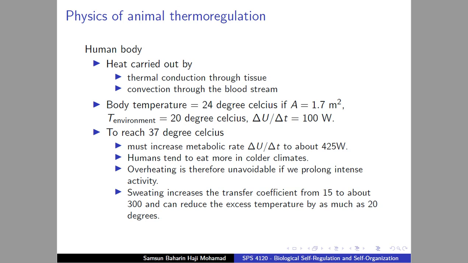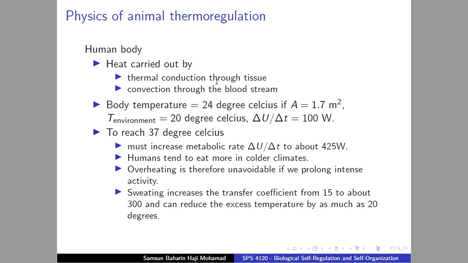So the flux equals 100 watt. Okay, so to reach 37 degrees Celsius, we need to increase our metabolic rate to about 425 watt. So in colder climates, humans tend to eat more. Overheating is therefore unavoidable if we prolong intense activity.